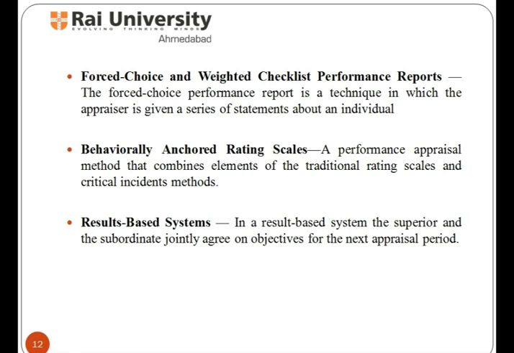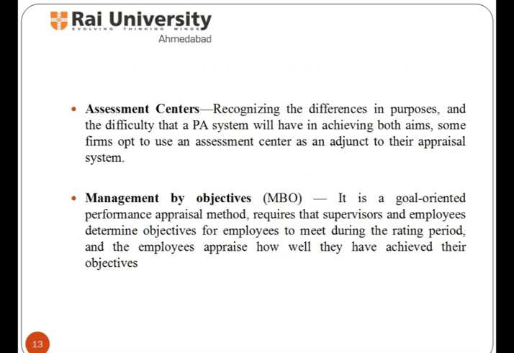Behaviorally anchored rating scale is a performance appraisal method that combines elements of traditional rating scale and critical incident methods. In the result-based system method of performance appraisal, the superior and the subordinate jointly agree on objectives for the next appraisal period. Some other methods of performance appraisal are assessment centers and management by objectives. In assessment center, performance is evaluated and the system focuses on achieving the aim.